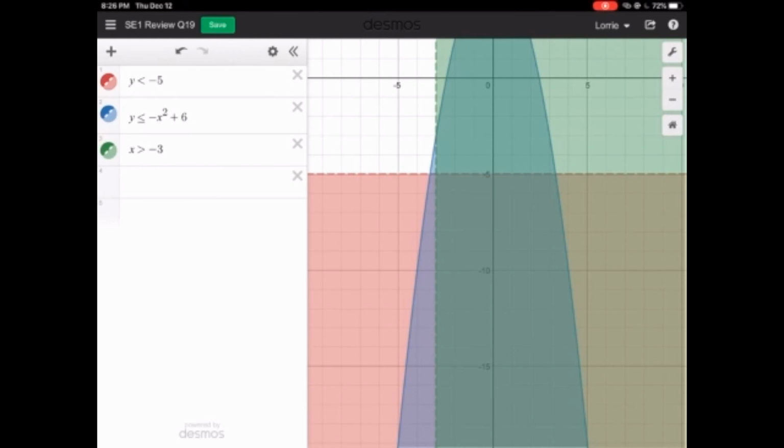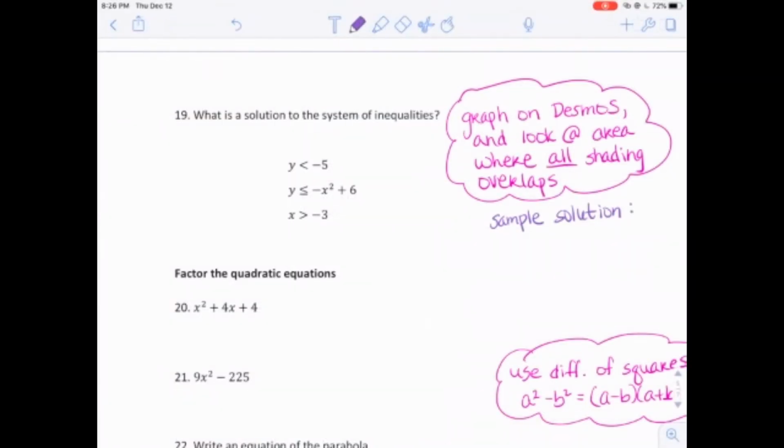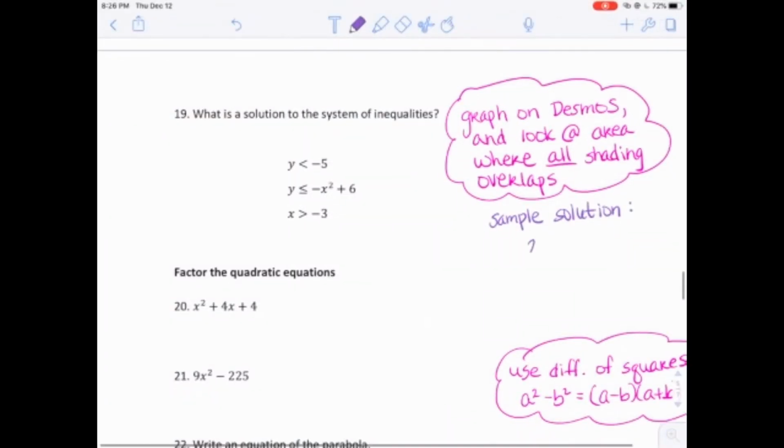I'm just going to pick a random point. Starting at 0, I'm going to go over 2, and then down somewhere past -5, maybe -7. Okay, again, this is a random point. On your test, you'll have 4 possible solutions. You're going to want to see which one falls in that overlapping shaded region. So (2, -7) is a sample solution. Not the only solution by any means, but it's a sample solution.